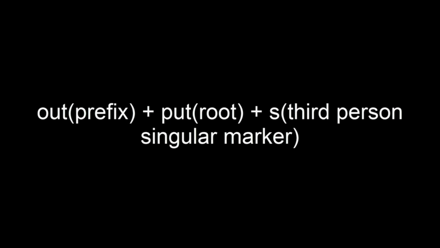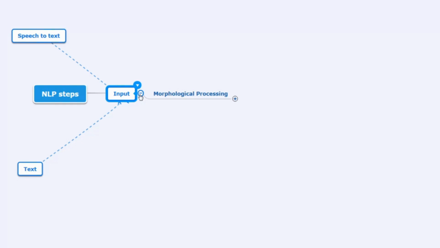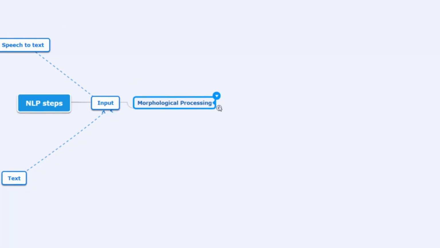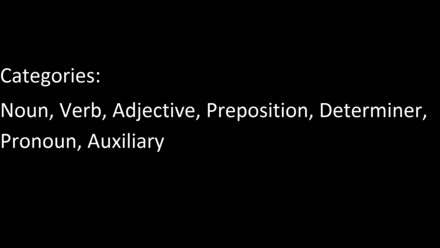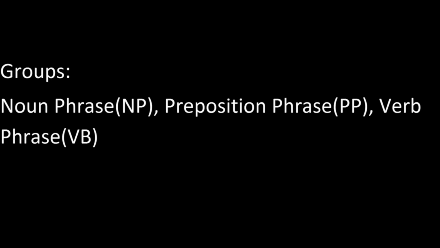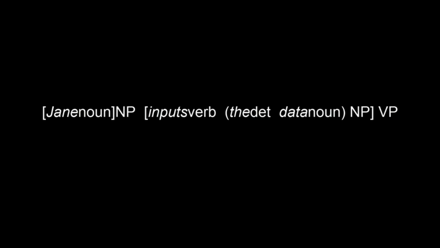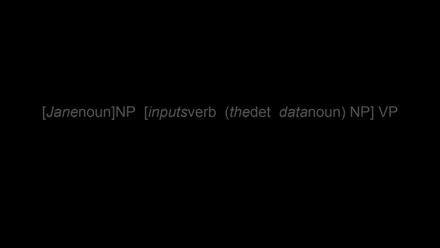Now let's take an example. The word outputs can be split into out as a prefix, put as a root, and s as third person marker. So all the text is broken down by its morphemes. The next step is to apply the rules governing the formation of sentences. The general categories are, and the groups are. So, for example, a sentence like Jane inputs the data can be split into categories, groups, and subgroups. This is also called syntactical parsing.